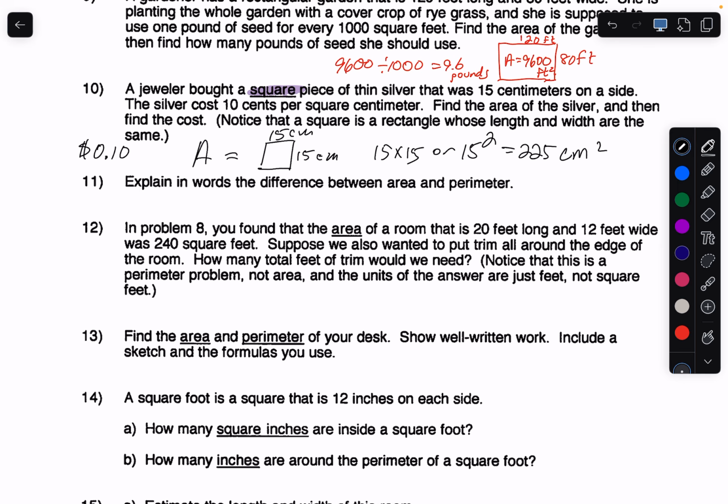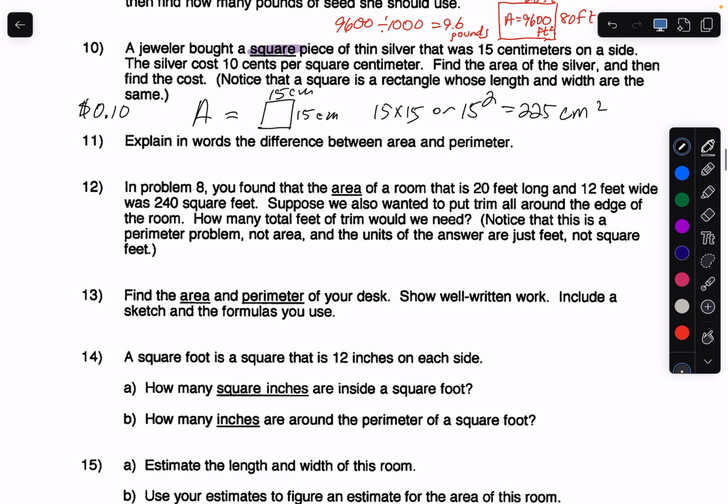Okay, so how do you think we could find the cost of our silver? Tommy, what you got? Didn't you multiply 225 times 0.10? Exactly, we're just gonna multiply. Now, what's great about multiplying by a tenth is it's just gonna move that decimal place over. But you can check on your calculator. If you do 225 times 0.10, you do get 22.5.